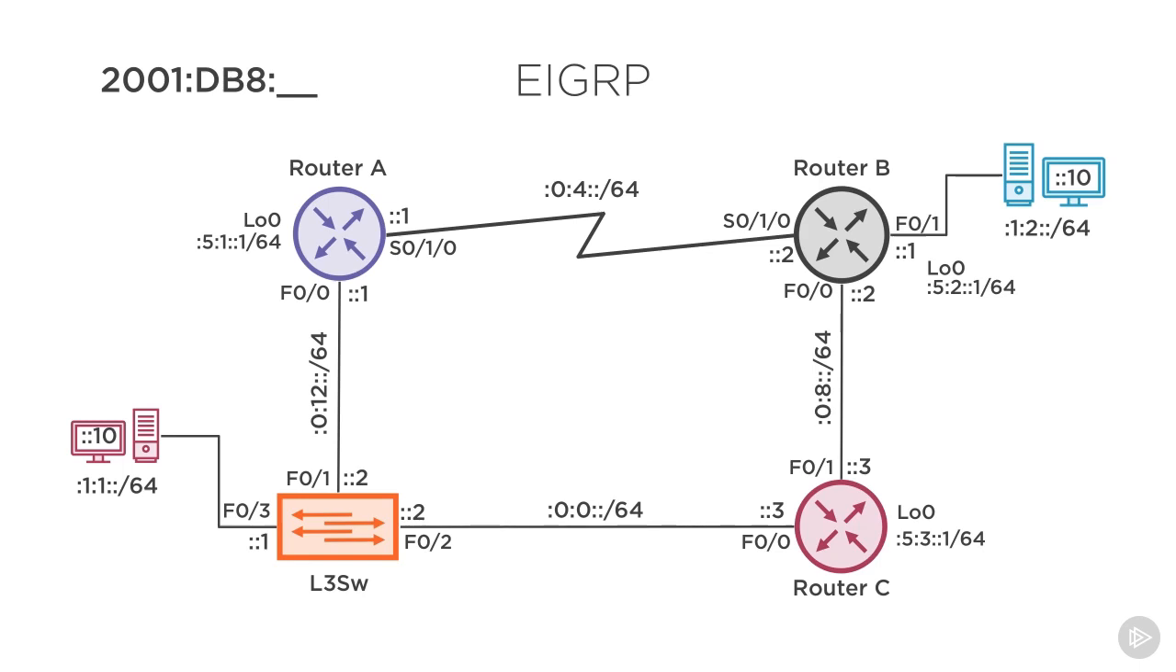So IPv4 EIGRP will be running in the background. We're going to add on the IPv6 version. We're going to start with router A here. I've already configured all of the IPv6 addresses for each of the devices. All we need to do now is go into each device and implement EIGRP.